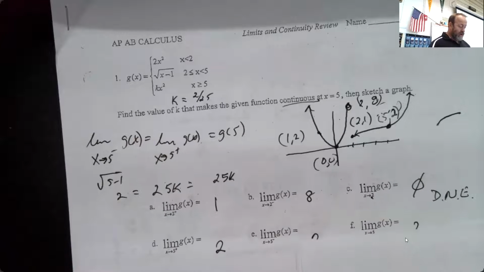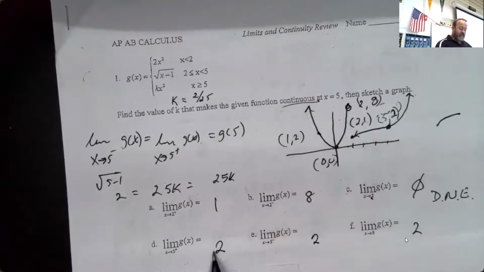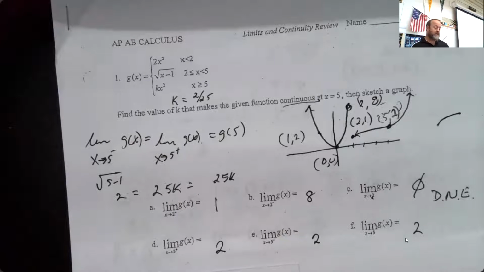Now, moving down here, we made the function continuous at 5, so all 3 of these values had to be the same. Since the first answer was 2, the rest of them had to be, in fact, 2.